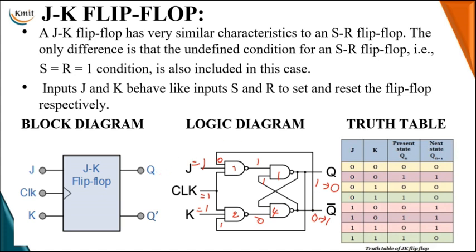So when J equal to K equal to 1, we obtain the state defined as the toggle state, since it toggles its present state. So the next state is equal to the toggle state of your present state.